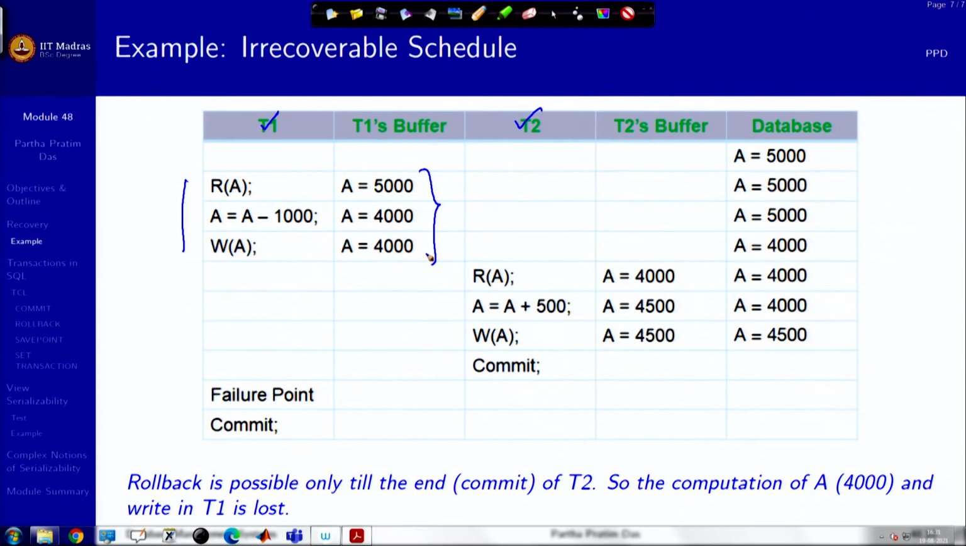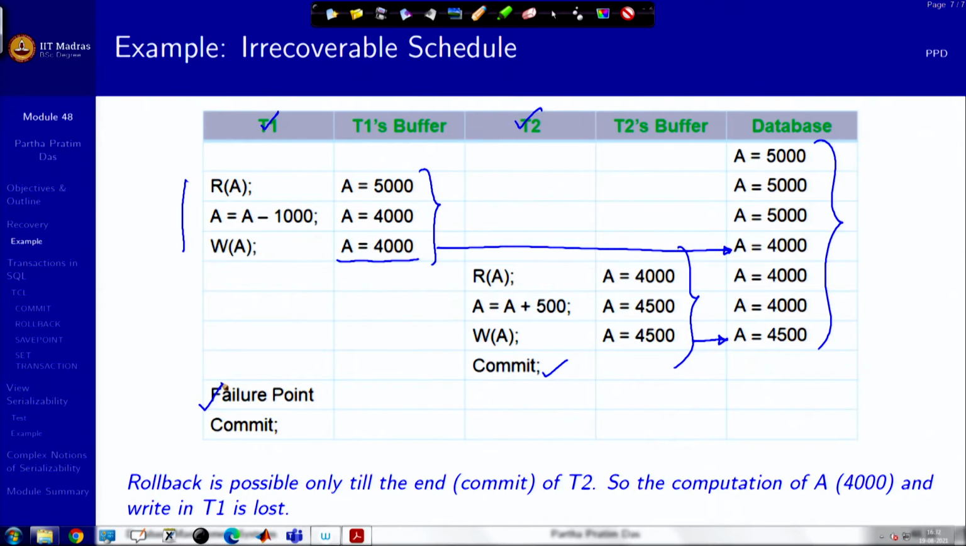This is what is there in the buffer, because commit has not happened. Similarly, this is what is in the database, and this is in the buffer of T2. So, the buffer was changing; when you do a write, this changes in the database. When you do a write, this again changes in the database, and then you have committed. So, you say this is done, and then T1 has failed.